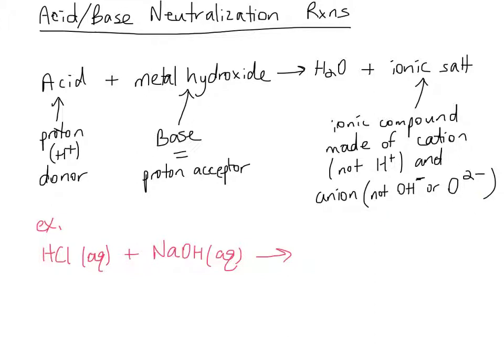Okay, so let's just do some examples here. For the first example, we have HCl, and it's aqueous, and we add it to sodium hydroxide, NaOH, and that's aqueous. Okay, similarly to precipitation reactions, we're going to circle the cations, and we're going to switch them. Just like a precipitation reaction, this is a double displacement, because we're circling two ions and switching them.